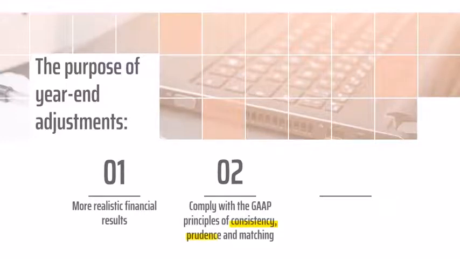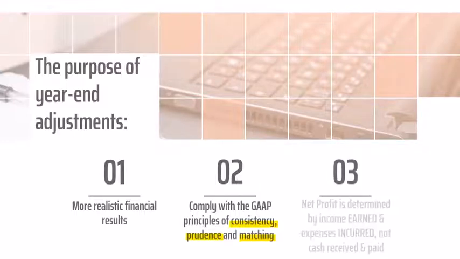The next one is prudence. Now remember, prudence says rather understate than overstate. And matching. Matching is probably the most important one, which says that all of the expenses that we have incurred in a financial year must be matched to the year when the income is earned. In other words, if we spend money to enable us to generate income, then the money we've spent must be recorded in the same financial statements as the income that we've earned.